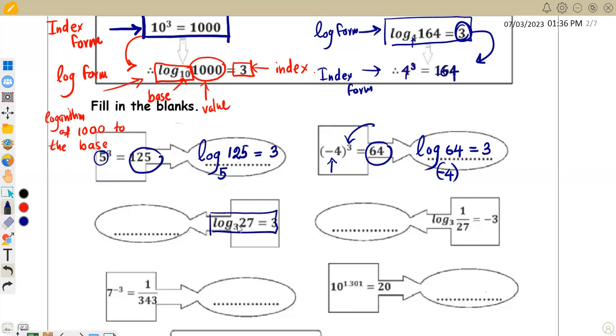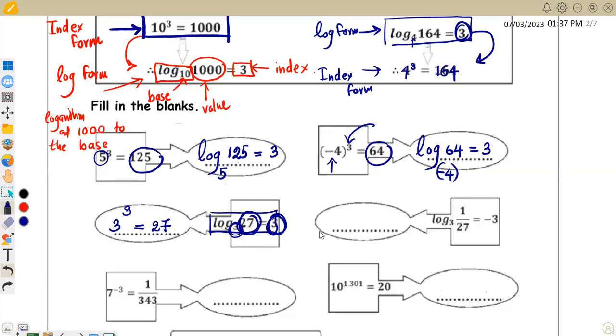Always, when you write a value from log form to index form or index form to log form, first of all identify the base. Base is 3 here. Then 3 to the power of what? Power, or the index, is written as the answer in log form. Then 3 to the power of 3. Then the answer in index form is written within the log term in the log form. It is equal to 27. This is read as 3 to the power of 3 equals 27.